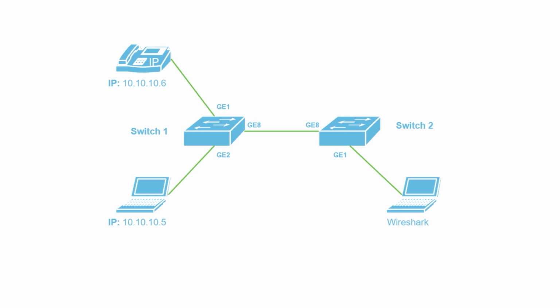I'll show you an example. Here's an overview showing the topology. Switch 1 is the source switch. It has an IP phone connected to one port and a PC connected to another. Switch 2 is the destination switch. It has a connected laptop running Wireshark. In this simple setup, there are no intermediate switches.